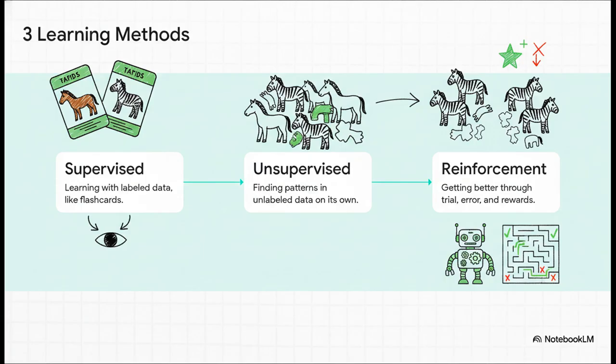The first way is supervised learning, which is basically like digital flashcards. We feed it data that's already labeled. This is a horse, this is a zebra. Then you've got unsupervised learning, where it finds patterns all on its own, like grouping all the stripy animals together without even knowing the word zebra. And finally, there's reinforcement learning, which is a lot like training a pet. It gets a reward for good results and learns through trial and error.